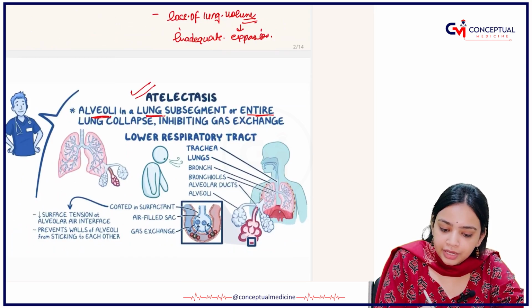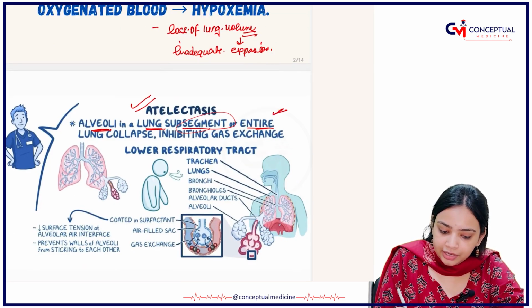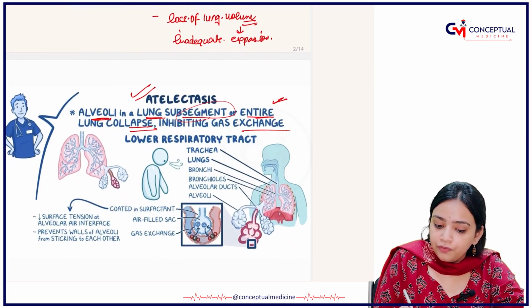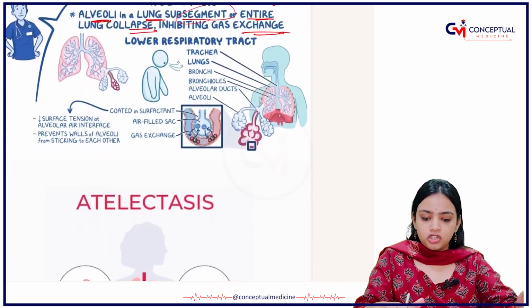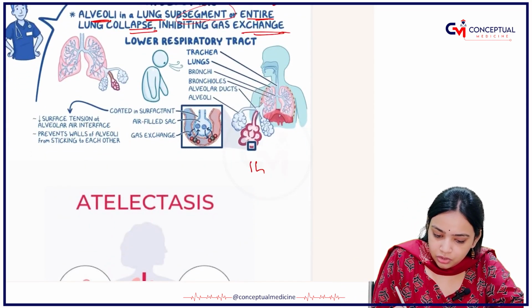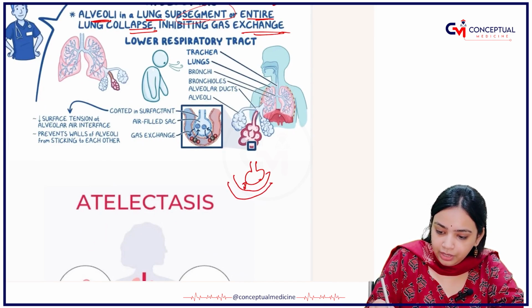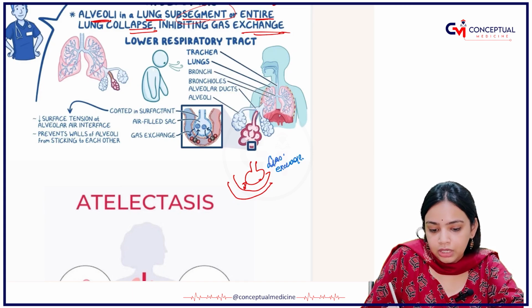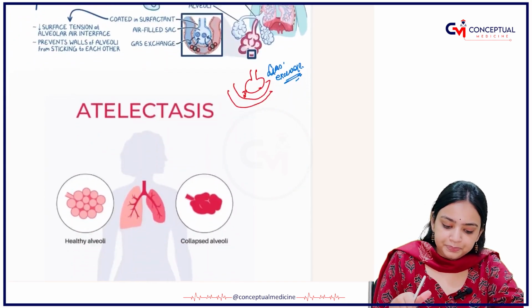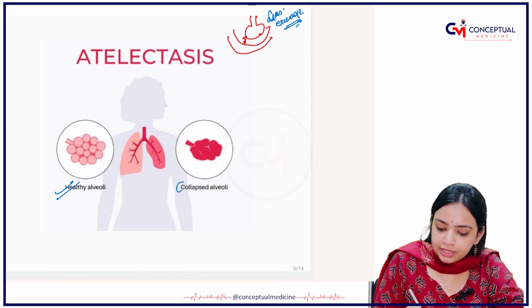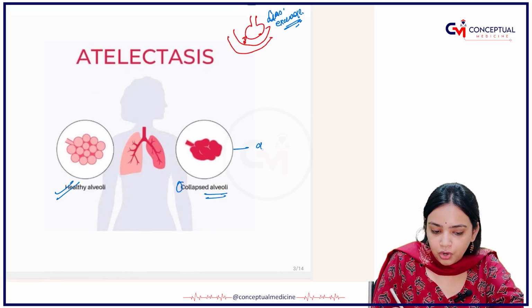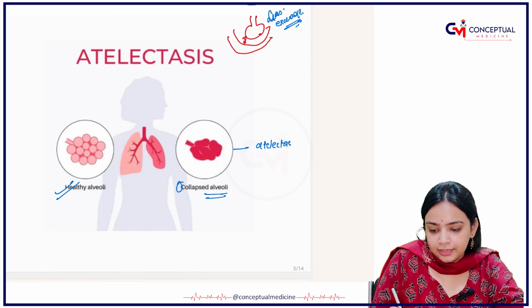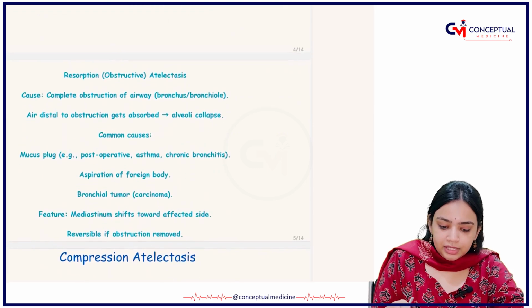See this, what is happening over here? The alveoli in the lung subsegments collapse, which will inhibit the gas exchange. This is your alveoli, then you have the capillaries. In between them you have the gas exchange, so that will not occur. These are the healthy alveoli and these are the collapsed alveoli. That is your atelectasis.